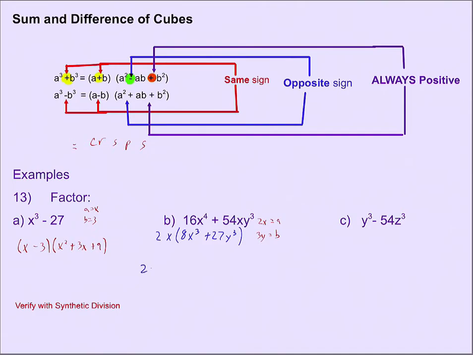So when I try to factor it, 2x is still going to be there, and then the first factor is going to be the cube root plus the other cube root, and remember it's plus because those are going to be the same sign. And then the square, 2x squared, the product, 2x times 3y is 6xy, and then the square of 3y is 9y squared.